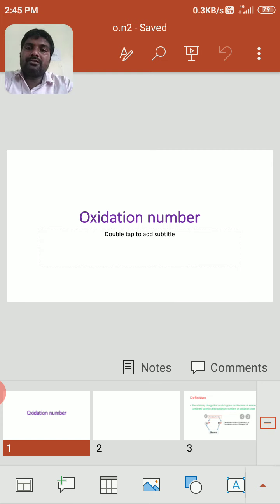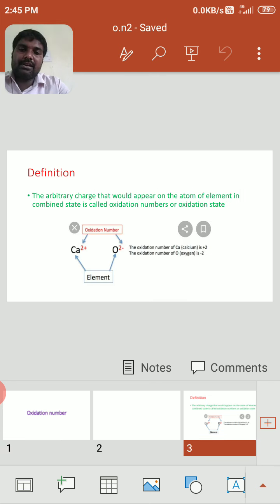What is the definition of oxidation number or oxidation state? Here is the definition: the arbitrary charge that would appear on the atom of an element in combined state is called oxidation number or oxidation state. Arbitrary, that is, unchangeable. So that unchangeable charge that would appear on the atom of an element in combined state is called oxidation number, also called the oxidation state. Simple definition: the charge, which may be negative or positive, that would appear on the atom in combined state is called the oxidation number.